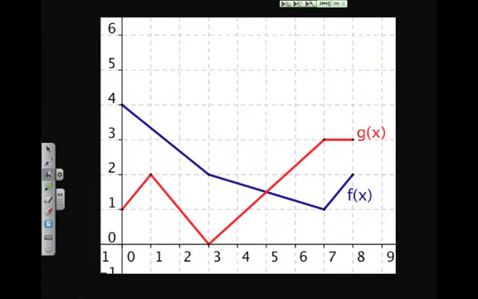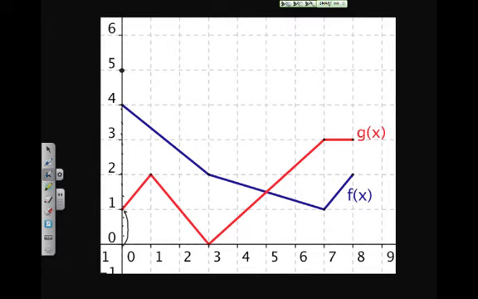Okay, here's our graph, and we are adding these two together. So if I first of all look at f of x, the value of f of x when x is 0, if I go up here, the value is 4. And the value of g of x when x is 0 is 1. And so 4 plus 1 is 5. So my first point will be right there at 5.